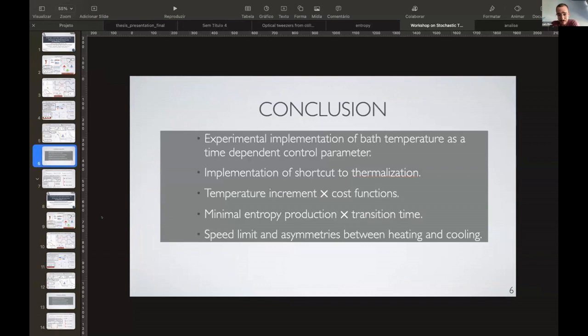And by this, I conclude that I showed an experimental implementation that provides the possibility to turn the bath temperature into a time-dependent control parameter. And by implementing a time-dependent control parameter as temperature, we are able to implement a shortcut thermalization strategy, and then relate cost functions with temperature increments. And also we relate minimal entropy production to transition time by means of a functional relation. And then we put speed limits and we unveil asymmetries between heating and cooling. With that, I conclude.